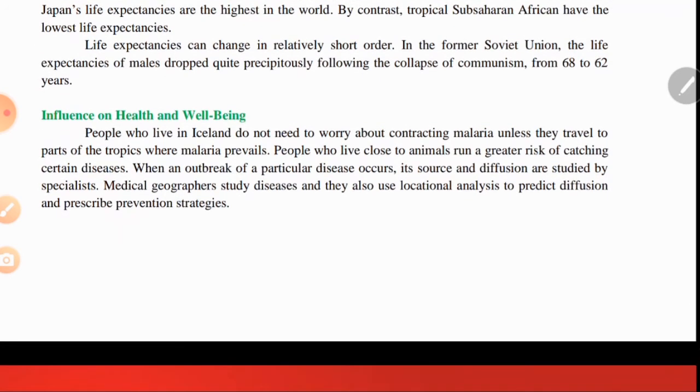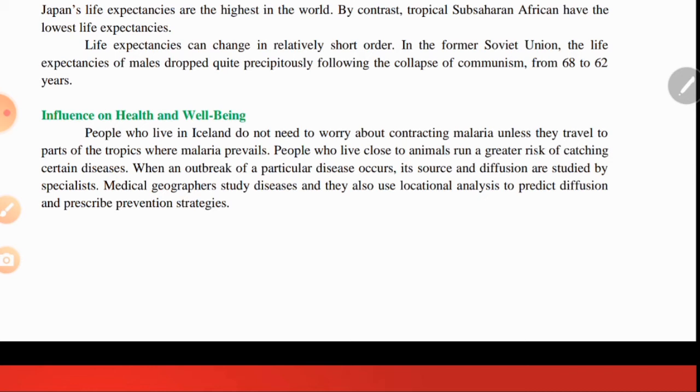Then influence on health and well-being. People who live in Iceland do not need to worry about contracting malaria unless they travel to the parts of the tropics where malaria prevails. Possibly yung people who live close to animals, including the livestock, they run a greater risk of catching certain diseases.